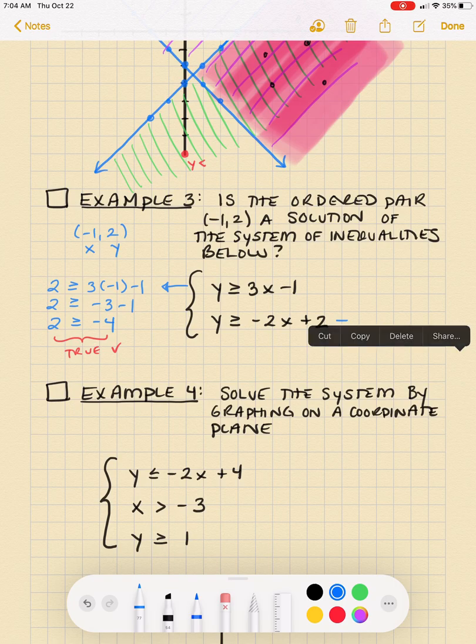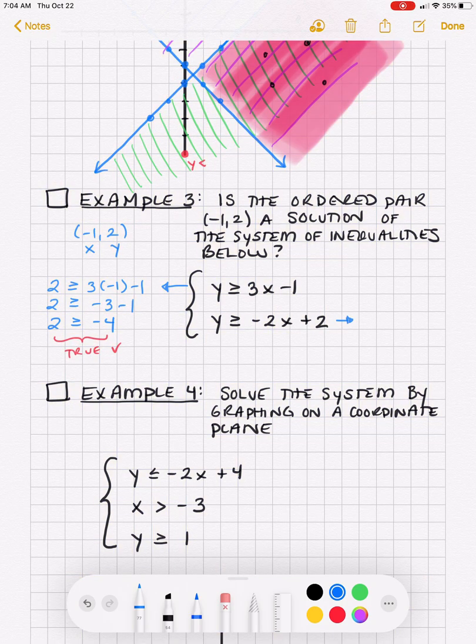Well, let's come over here and let's see what happens when we plug in our point. So I'm going to plug 2 in for y, and this time it's 2 times -1 plus 2, okay? So now I'm plugging my point into the second inequality. 2 is... Oh, you know what I forgot? I knew something didn't look right. I didn't write the problem down right. There's a negative right here in front of the 2.